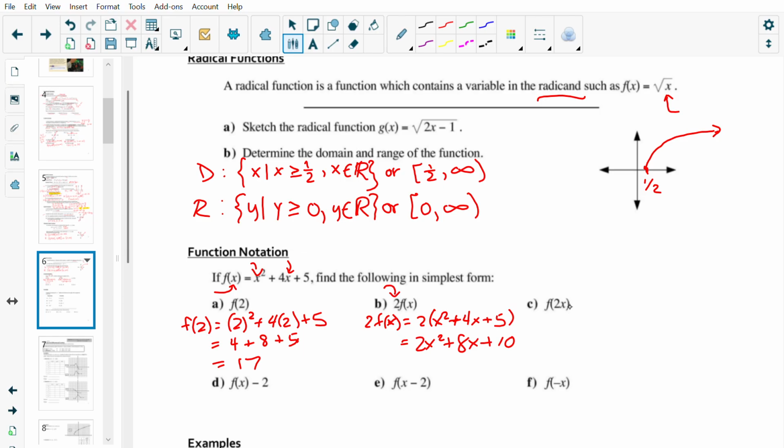Okay, f of 2x, so wherever you see the x value, I'm going to insert a 2x. So f of 2x equals, so 2x squared plus 4 times 2x plus 5. That's 4x squared plus 8x plus 5.